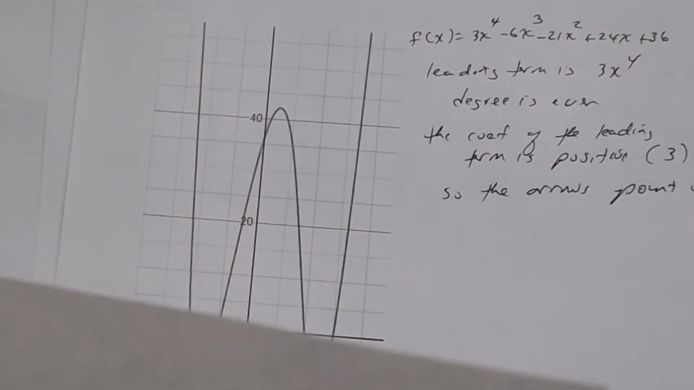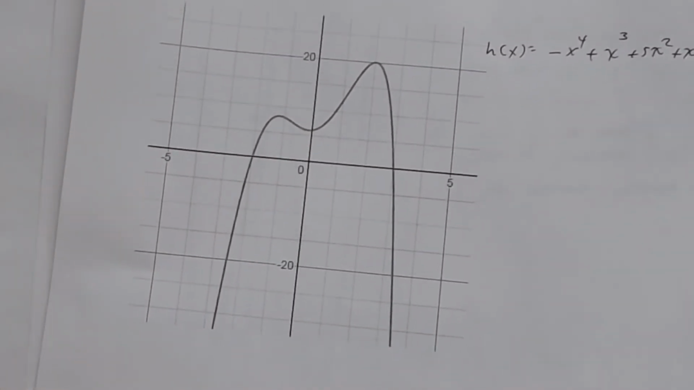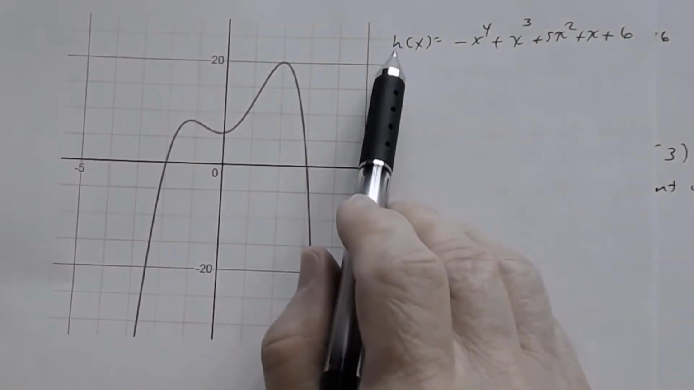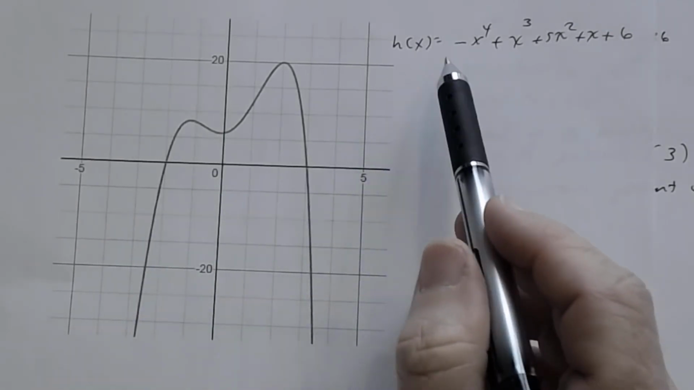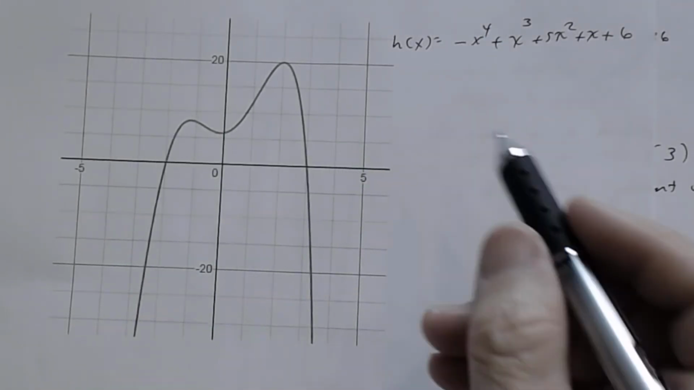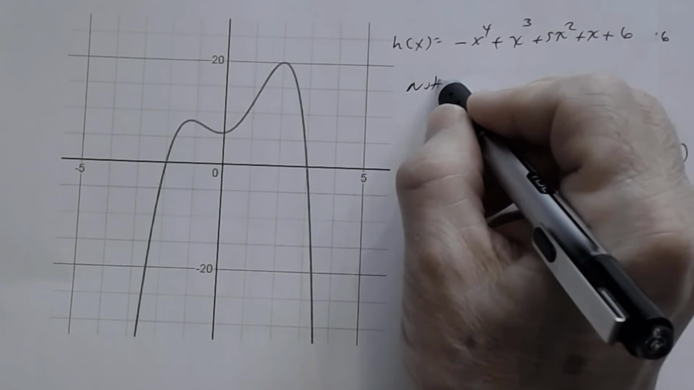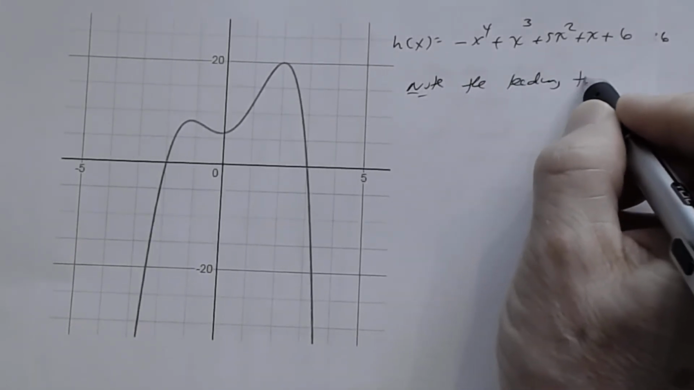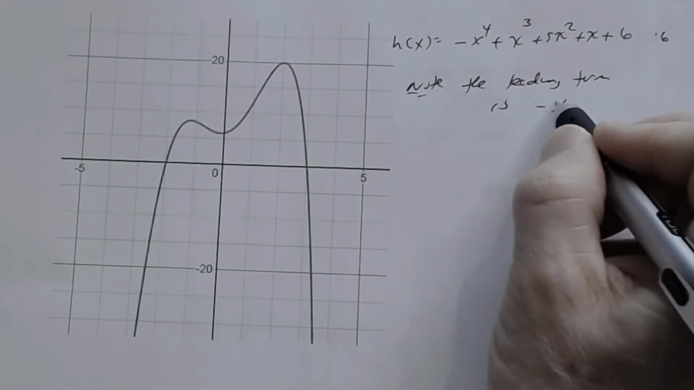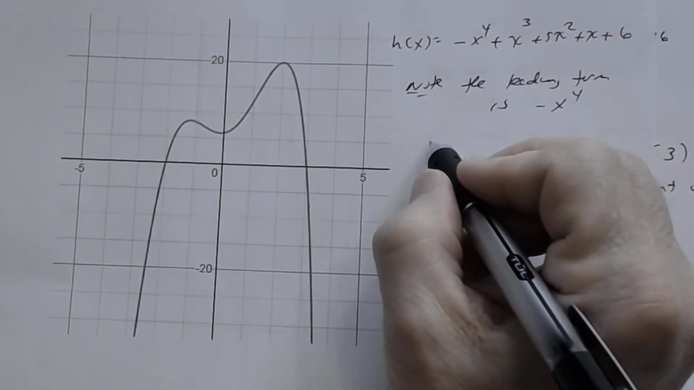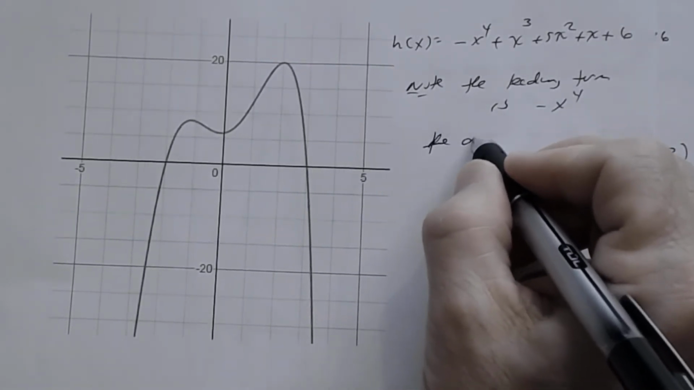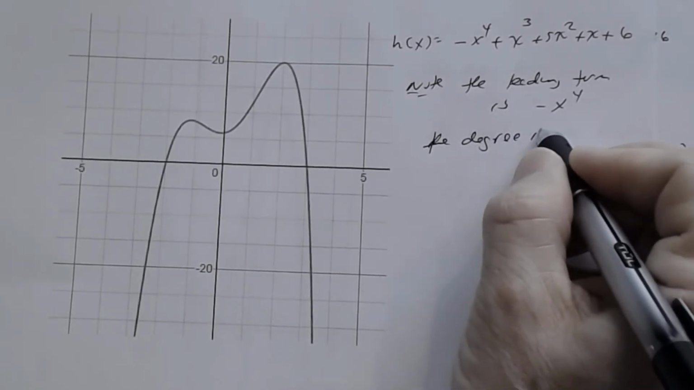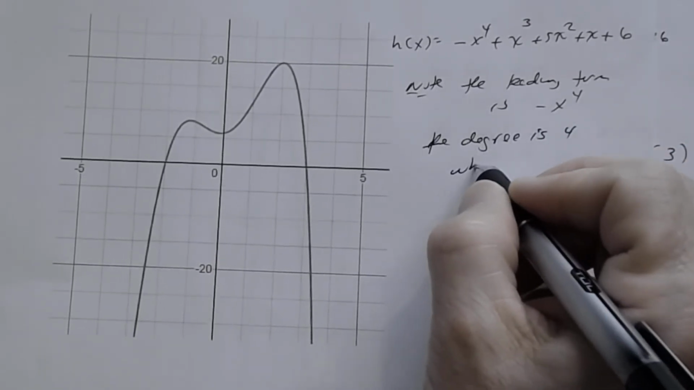All right, let's look at this one real quick. So notice the degree of this polynomial. Here's the graph. The degree of this polynomial is 4, so it's even. Okay, so note the leading term is negative x to the 4th, right? Okay. The degree is 4, which is even.